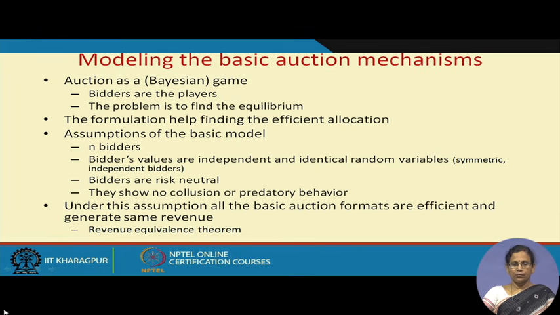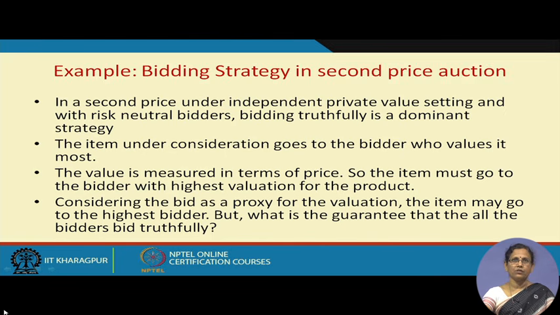And again another assumption is the bidders themselves show no collusion or predatory behavior. By collusion we mean the bidders are not colluded with themselves and somehow control the market. Now, under this assumption all the basic auction formats are efficient and generate the same revenue. This particular result is a very important result called the revenue equivalence theorem.